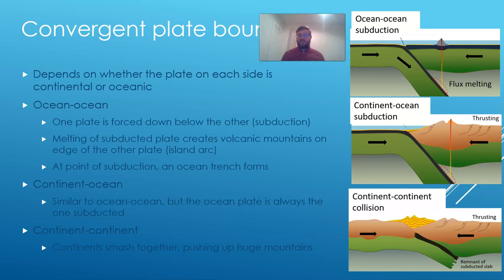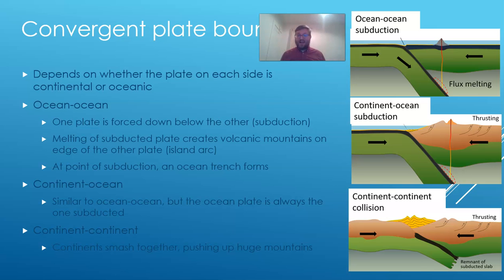So the largest mountains on the Earth today are the Himalayas. They're the product of a continent-to-continent convergent plate boundary. The Indian plate is smashing into the Eurasian plate. And we've got these two continents coming together and they're pushing up these mountains.